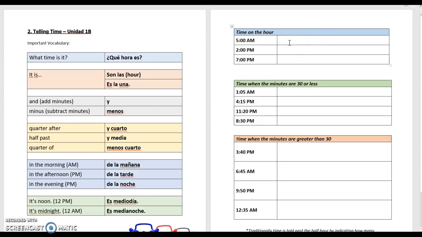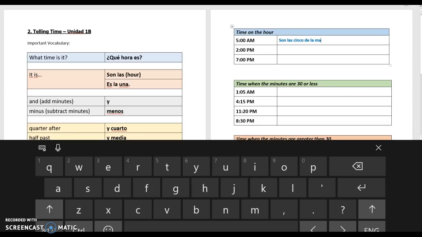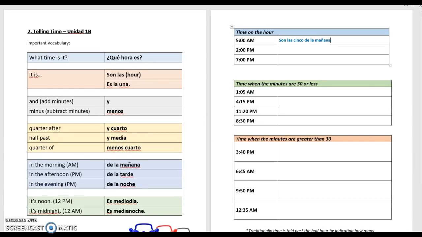Let's do this. 5 a.m. It is not 1, so we start off with son las. It is. Okay? The hour is cinco. We're going to add on time of day. De la mañana. Add that in. There you go. De la mañana.